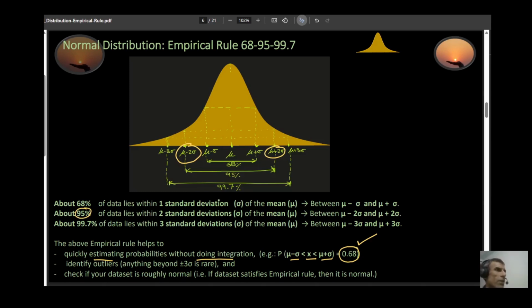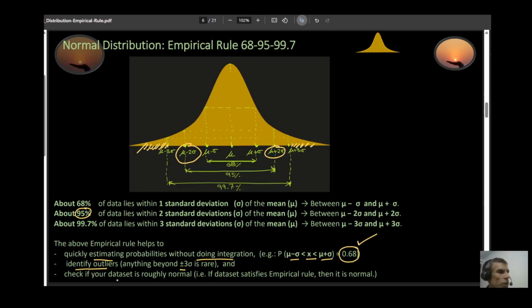So as long as they're asking you questions which are easy and which are falling in between the standard deviation range, you can actually answer those questions pretty fast. It also helps you identify outliers. So any value that falls outside the range of 3 sigma, in this range and in this range, generally they're considered to be outliers. So that's one of the interesting applications of this empirical rule.